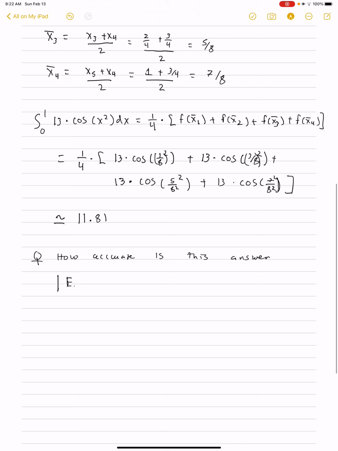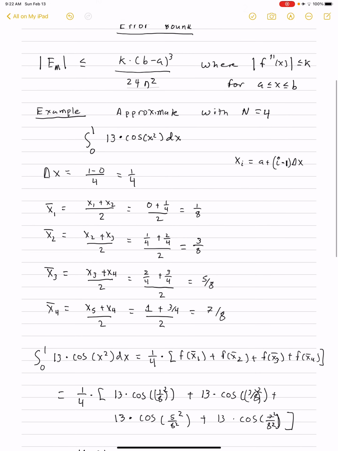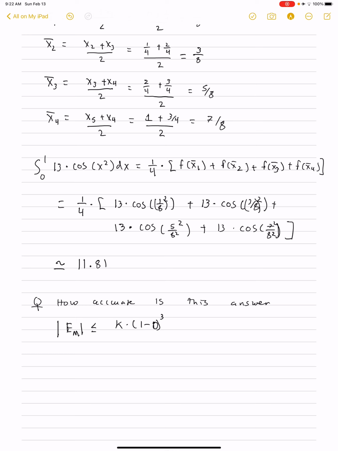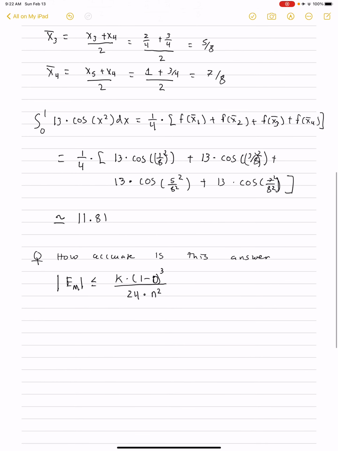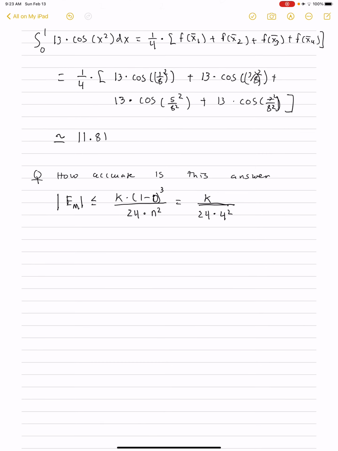And it says the error from the midpoint rule is less than or equal to k times (b minus a), that's 1 minus 0, cubed, divided by 24 times n squared. So all that works out to be k over 24 times 4 squared. Now, we need to figure out the value of k before we proceed.